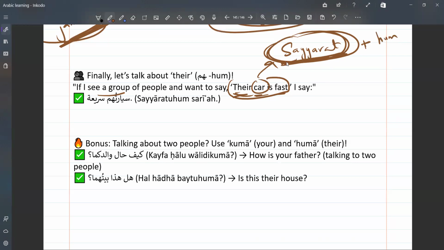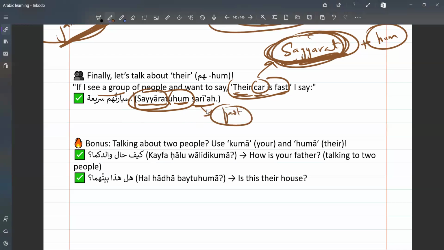Sayyaratuhum. So sayyara to whom? Sayyara to whom means their car. Their car. And in Arabic, sari'a means fast. Sari'a means fast. Right? And since the subject, that is the car, is feminine, that is why we use the word sari'a.